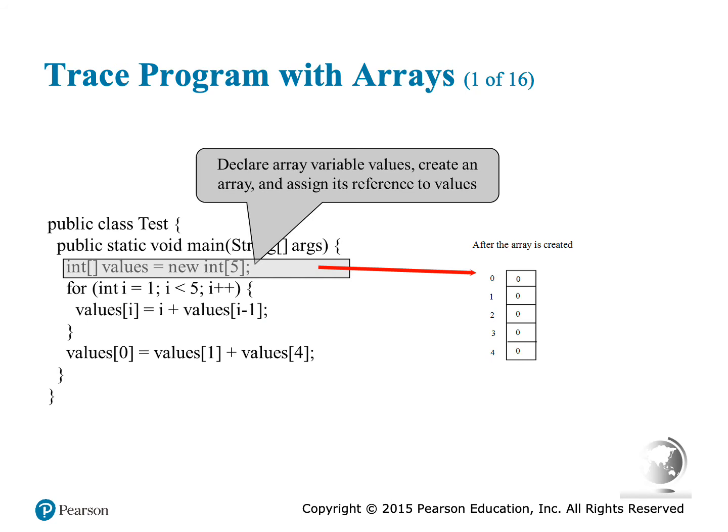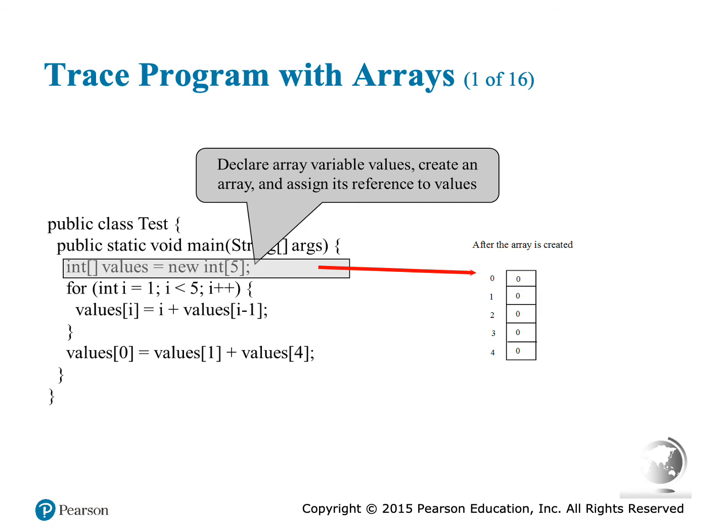We will now trace an example program that uses an array. An array is declared and created. The name of the array reference variable is values. Values contains the address of the first element in the array. Values sub 0 is the first element in the array, and values sub 4 is the last element in the array.